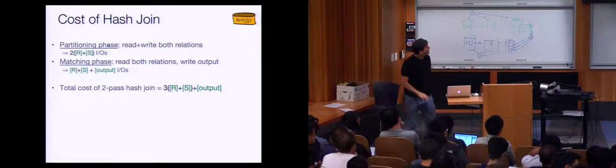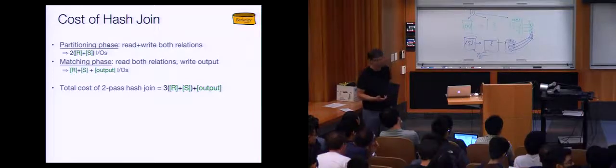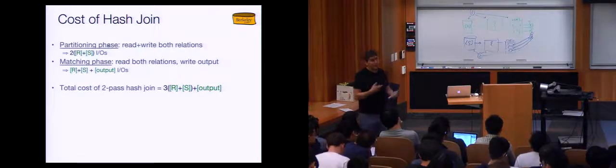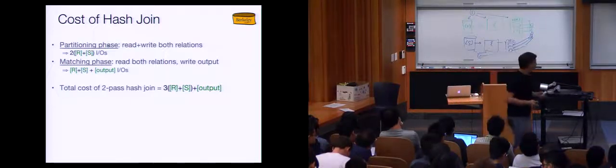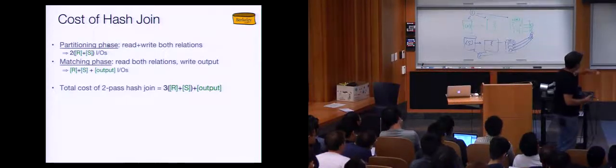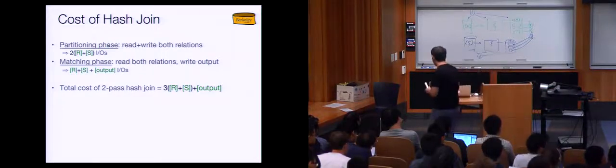Cost of hash join, well, the partitioning phase, you read and write both relations. And the matching phase, you also actually read and write both relations. If they're both small enough that they can be done in two passes, an equation you should remember from last time, then the total cost is 3 passes over them plus whatever writing the output if you want to charge for that.